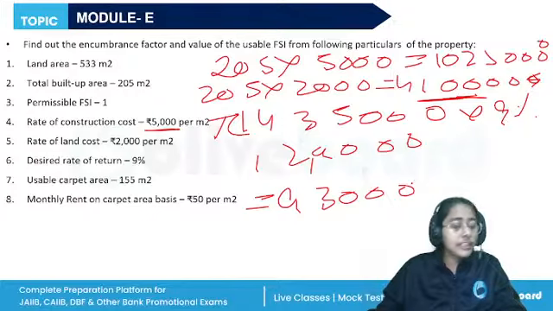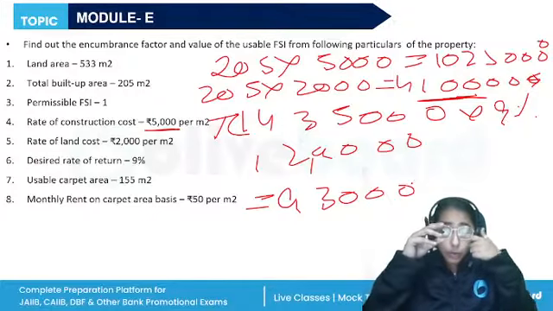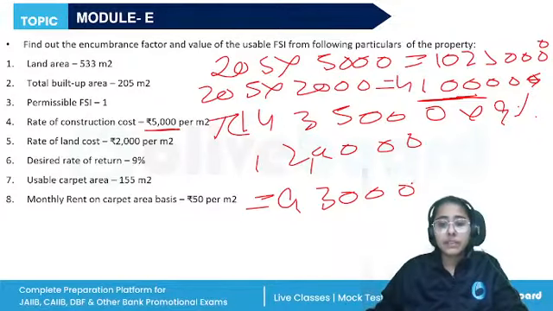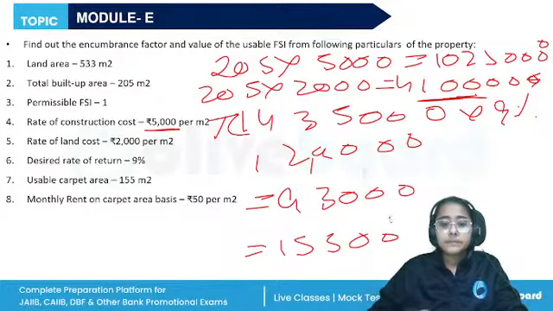From here, the simple calculations are there. The usual outgoings is 1 by 6 of the yield. So 93,000 divided by 6 will be 15,500. Then the net annual yield can also be calculated. It will be 77,500.